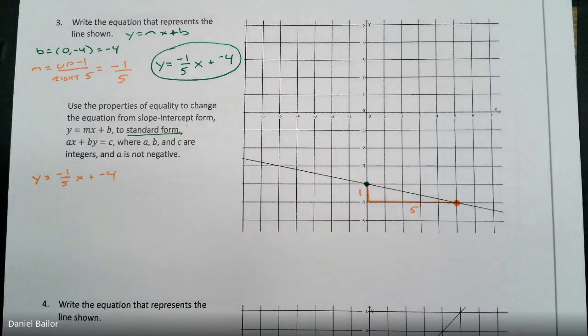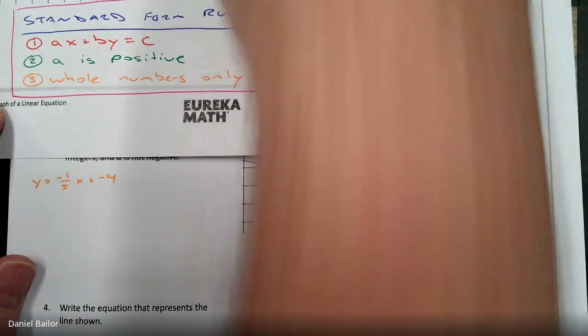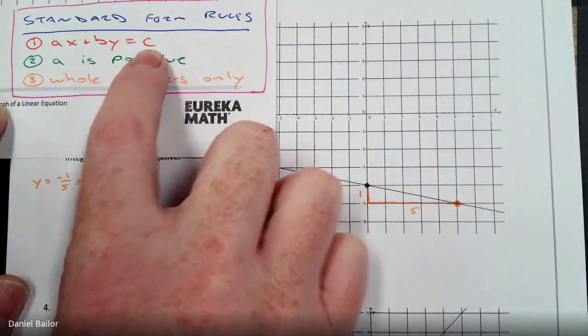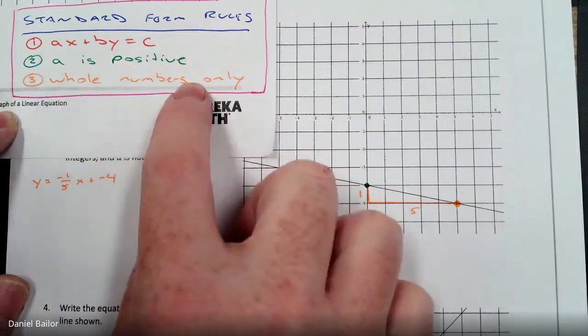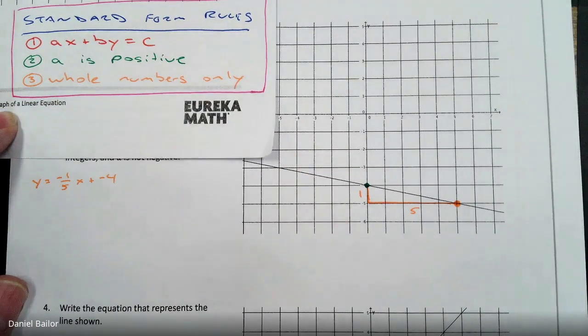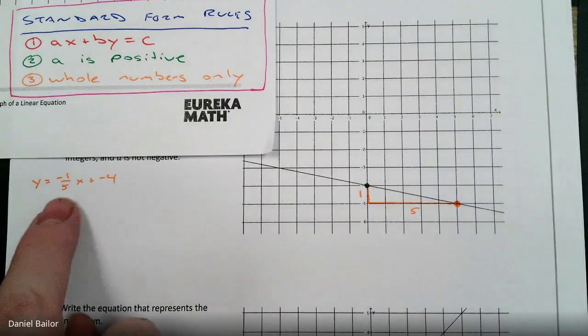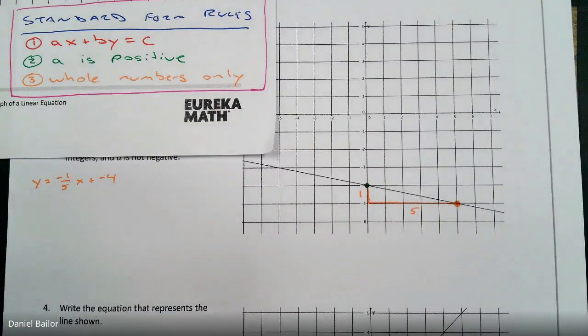And I need to change it. Now remember our rules for standard form. AX plus BY equals C. A is positive, whole numbers only. So looking at this, I can see I do not have whole numbers, so maybe we can do that first. How do I change everything to a whole number?